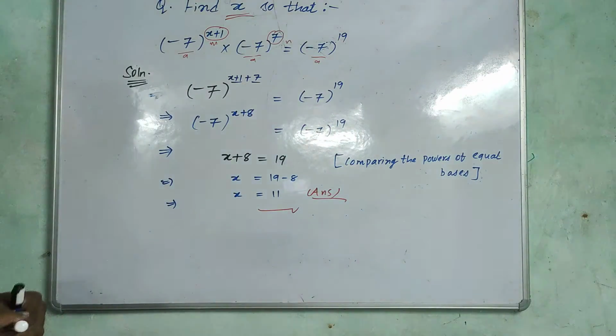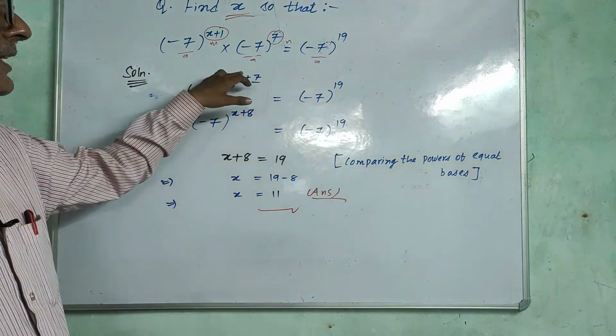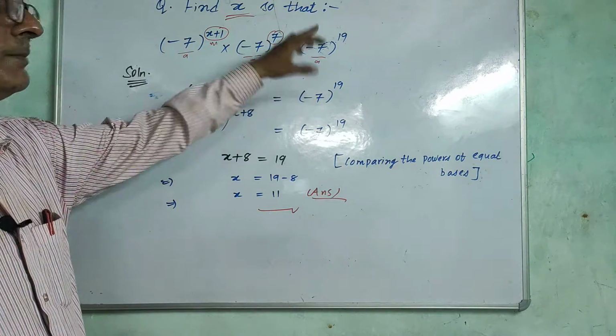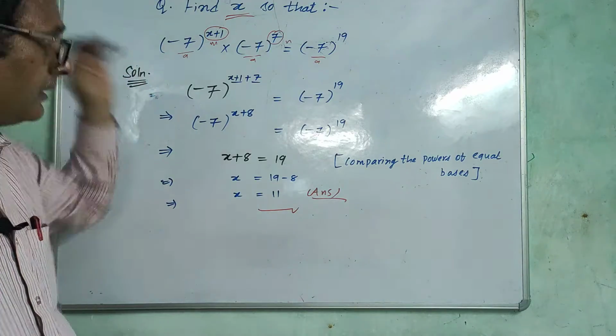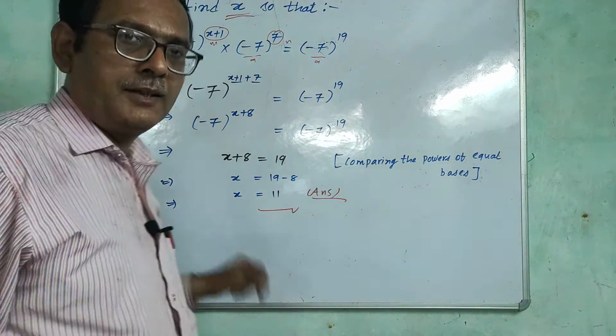So when the question was find x so that minus 7 raised to the power of x plus 1 into minus 7 raised to the power of 7 equals minus 7 raised to the power of 19, you have to find the value of x, and the value of x came out as 11.